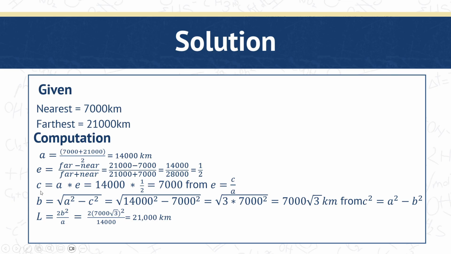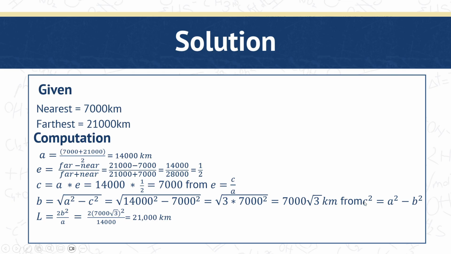We can use our C to get the points of our foci if ever, but it is not asked in this question. So we'll just be using C to compute for B. We're going to be looking for B through the formula of C squared is equal to A squared minus B squared. So let's isolate B here. If we're going to isolate B, we move it to the other side, the negative turns to positive, and this C squared will have to go here. So it's going to be A squared minus C squared.